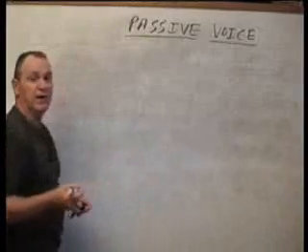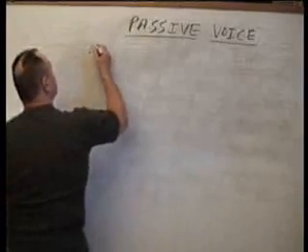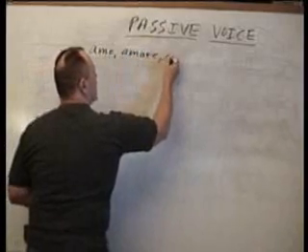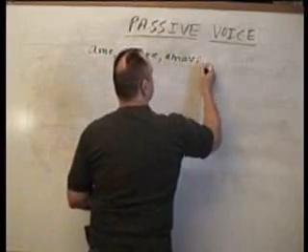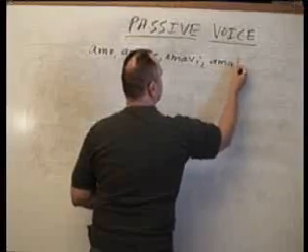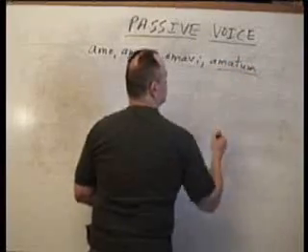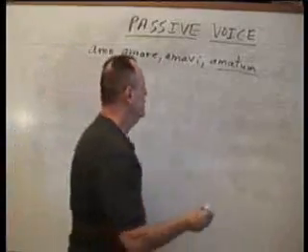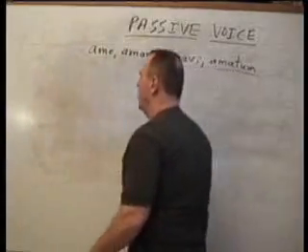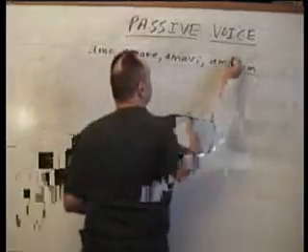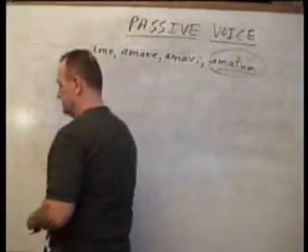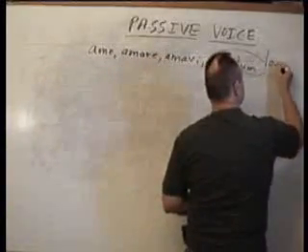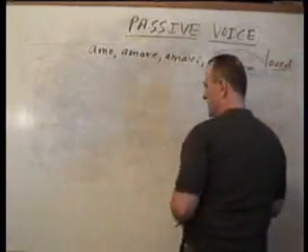We always start with principal parts. So let's take amo, amare, amavi, and finally we're going to use this guy at the end here, the supine, and we're going to change it into a participle. And this participle is called the perfect passive participle. Finally, this guy is going to have a job. This is translated as loved with an ED on it in English.